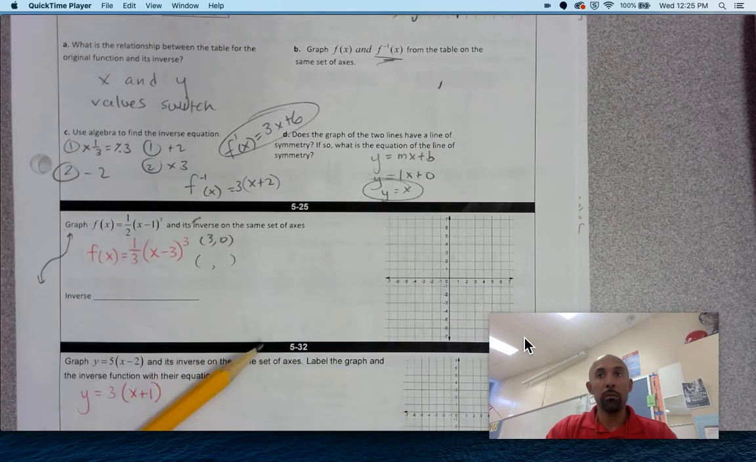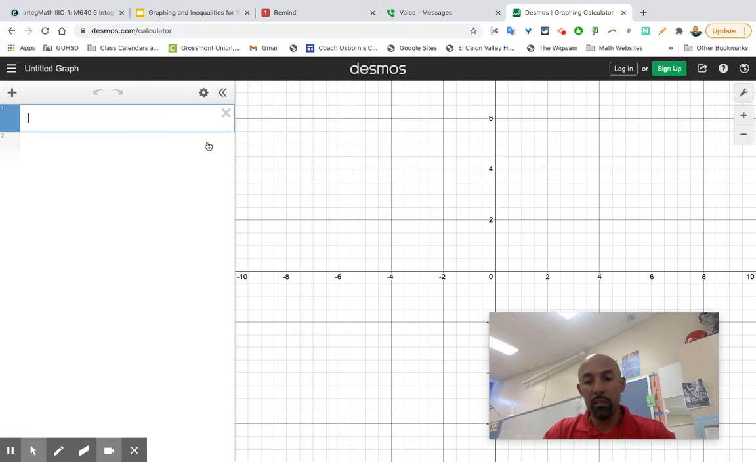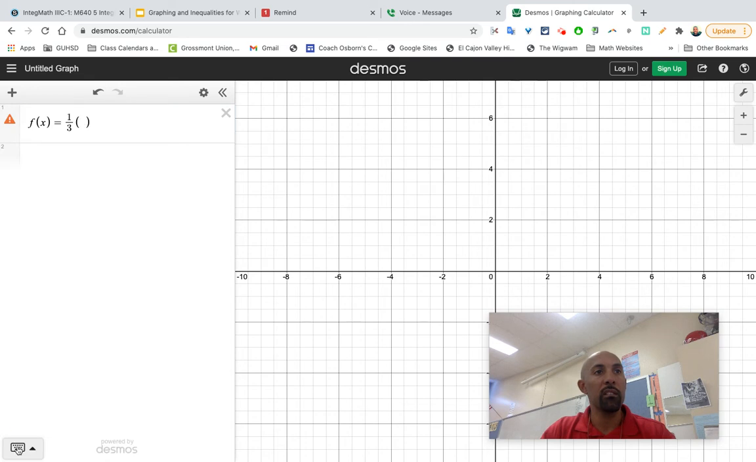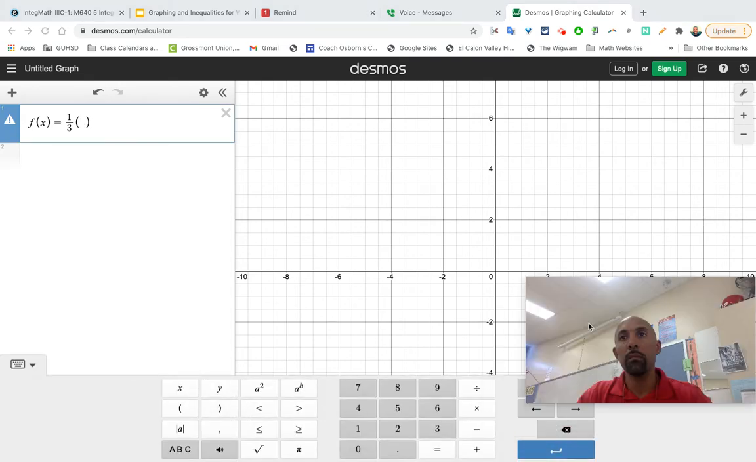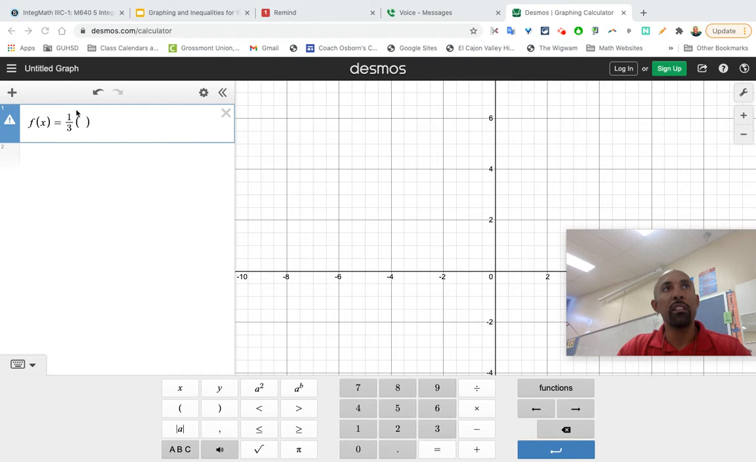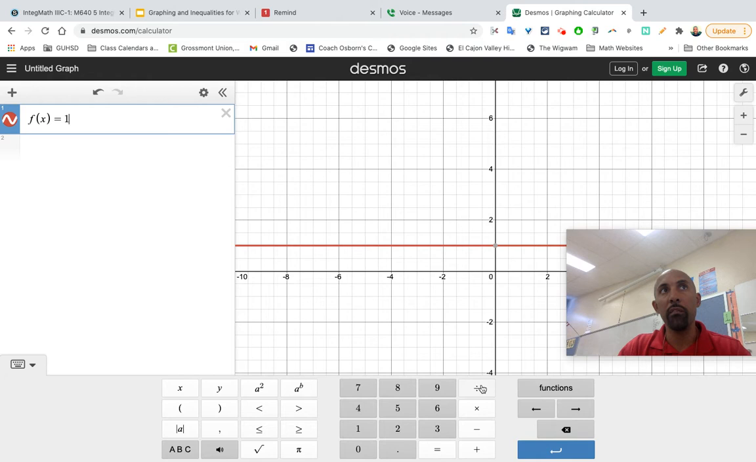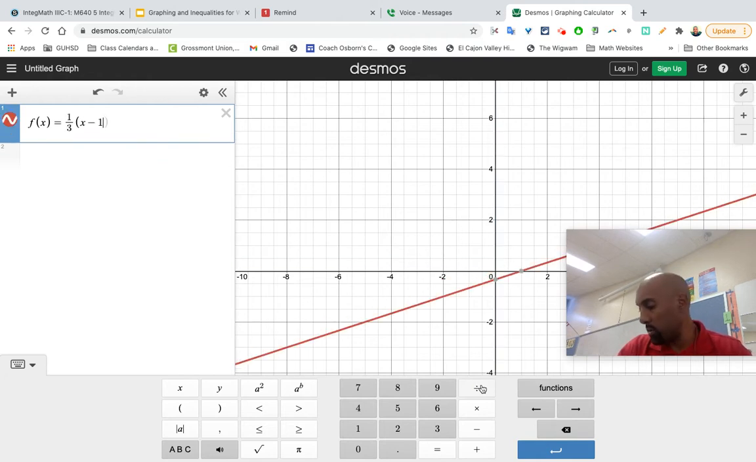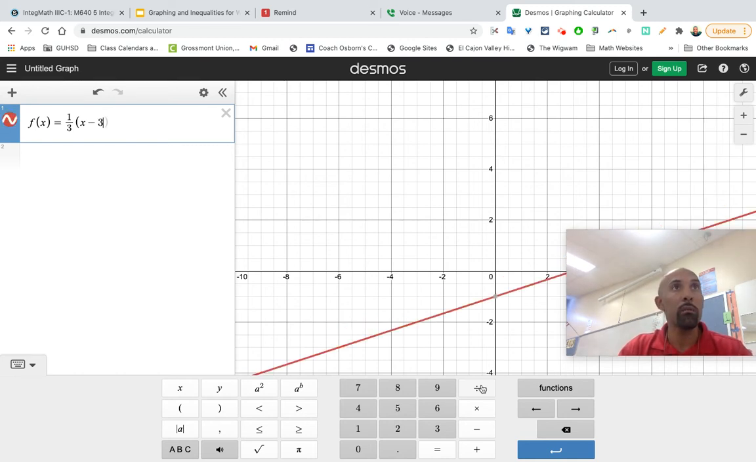So let's use Desmos. I'm going to type this in. So I got f of x equals 1 divided by 3. To get that 1/3, remember you could just do 1 and then click divide, and it'll give you the fraction. Then x minus 3, and then raised to the exponent, cube.